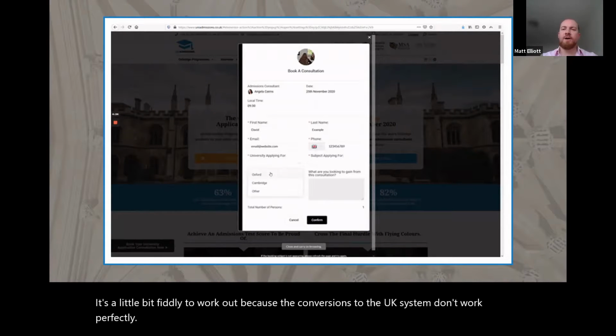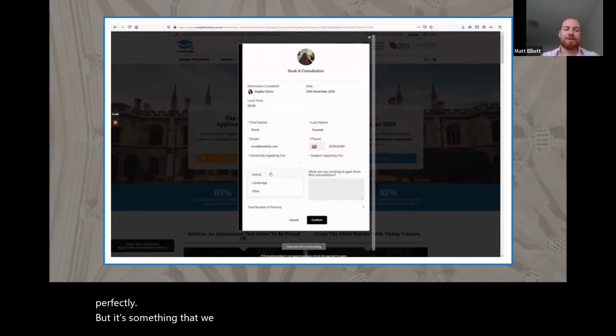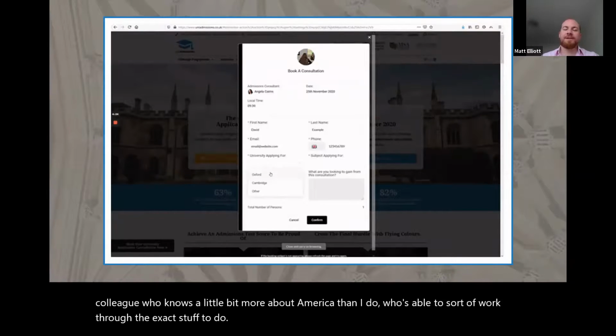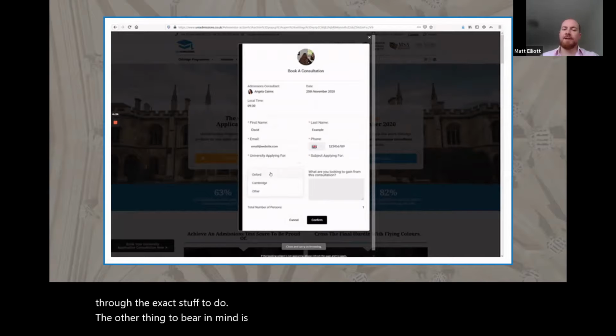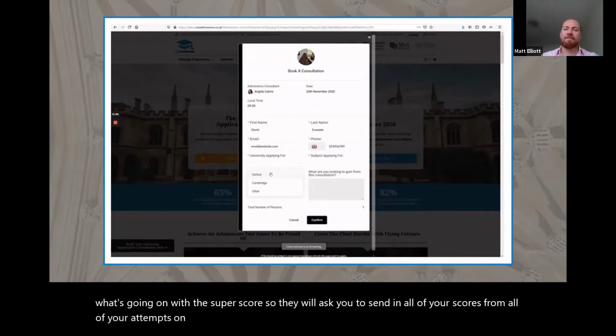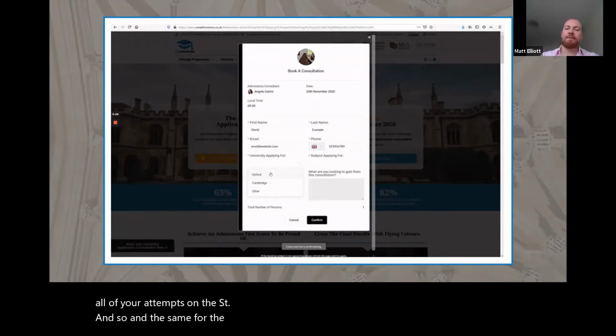But it's something that we are more than happy to talk through, as I do have a colleague who knows a little bit more about America than I do, who's able to work through the exact details. The other thing to bear in mind is that Oxford and Cambridge have figured out what's going on with the superscore. So they will ask you to send in all of your scores from all of your attempts on the SAT, and the same for the ACT. So unfortunately, the super scoring trick that I know has become common in the States doesn't quite work.